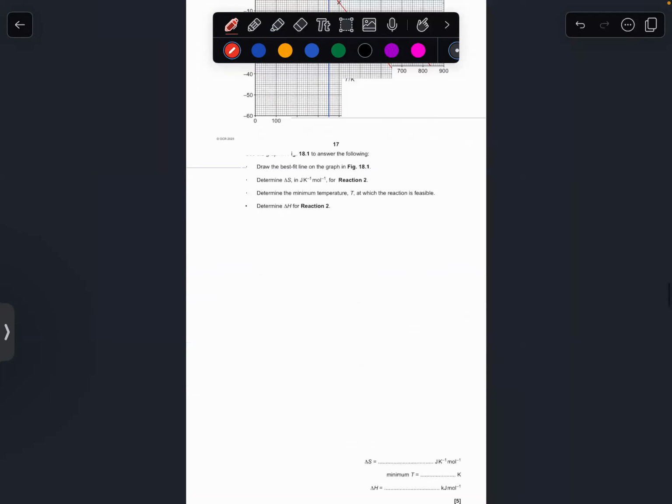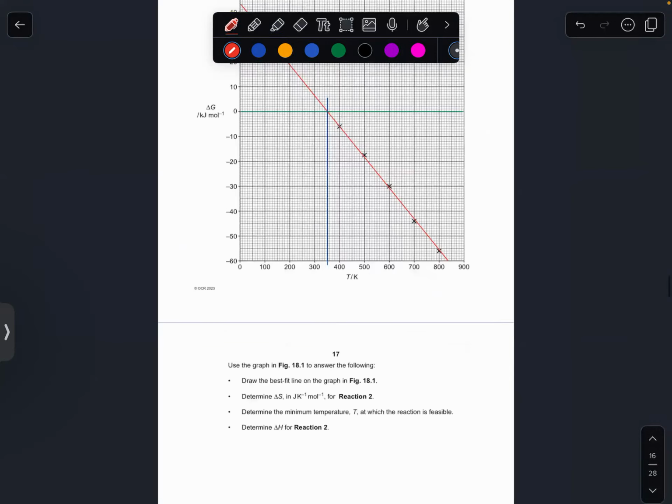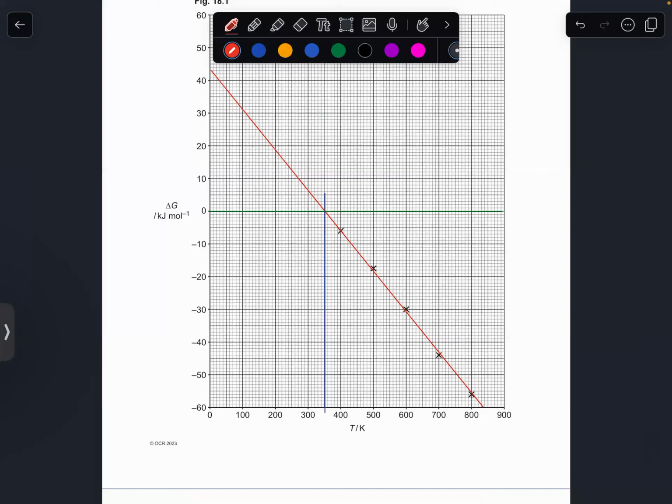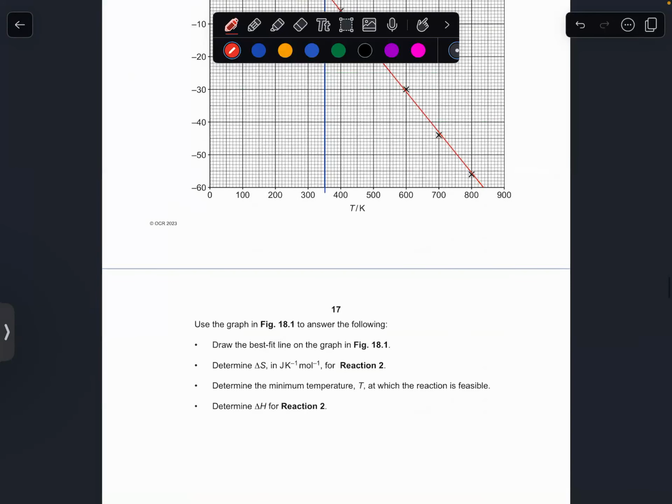It says, using the graph, draw a line of best fit on the graph. We've done that in the red line. In the exam, you are only allowed to use a black pen, so don't use colors. I'm using colors for illustrative purposes, but please use a black pen only. It's asking you to draw the line of best fit, determine the delta S, determine the minimum temperature at which it's feasible, and determine the enthalpy change.